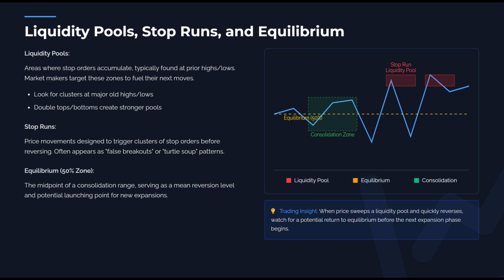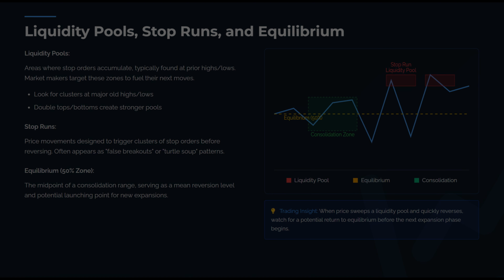Equilibrium levels are particularly useful for identifying where expansion might begin. Often, price will return to the equilibrium of a range before breaking out strongly in one direction. The key with liquidity pools is to avoid placing your stops where everyone else does. And with equilibrium, remember that price is always trying to return to balance.